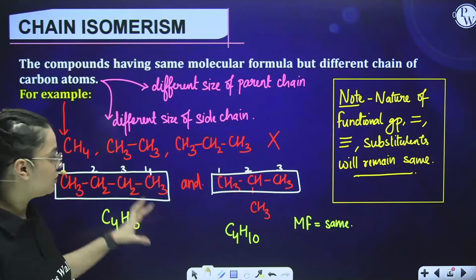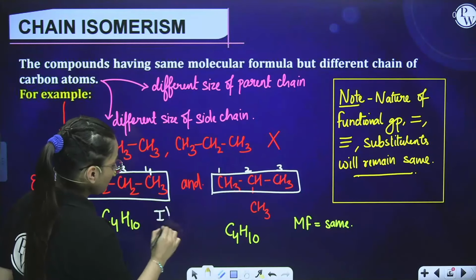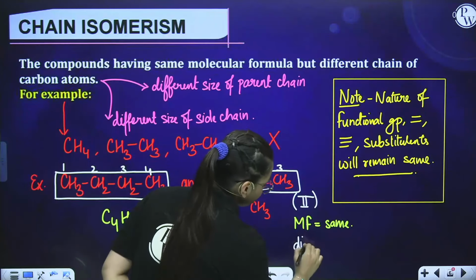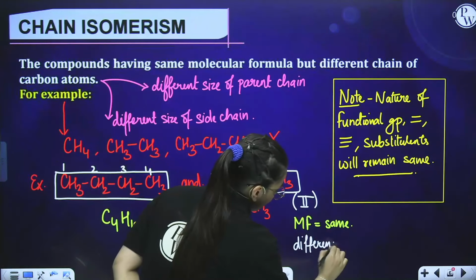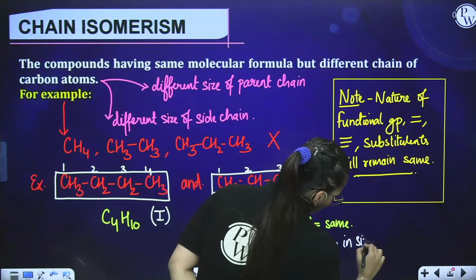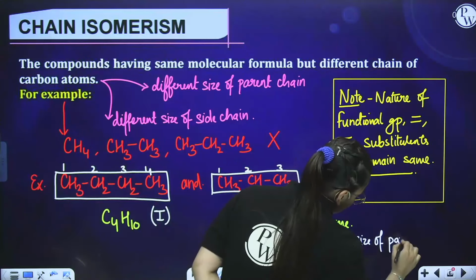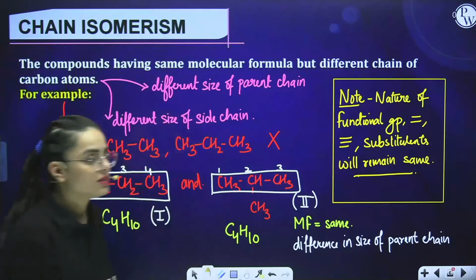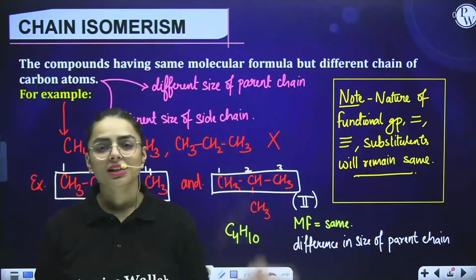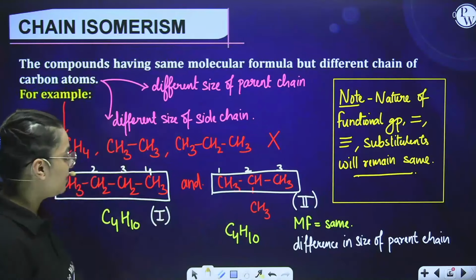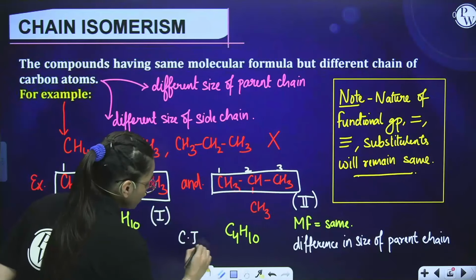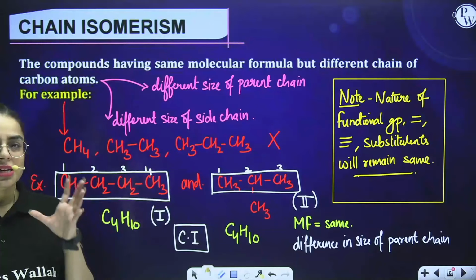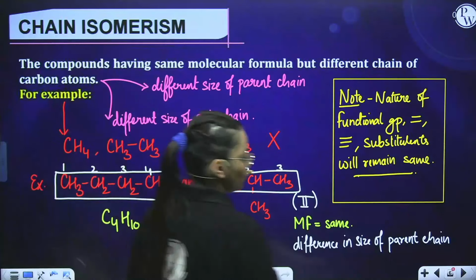So in both of these cases, let us say this is my first compound and this is my second compound. I would say there is a difference in size of parent chain. Hence, students, when there is a difference in size of parent chain or the size of side chain, then they will be known as chain isomers of each other, which I am writing as CI of each other. Clear? Now let us take one more example to clarify this concept more clearly.